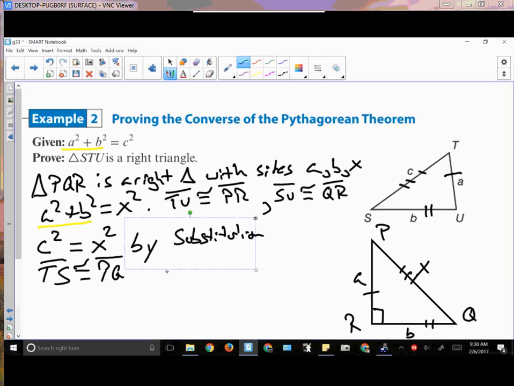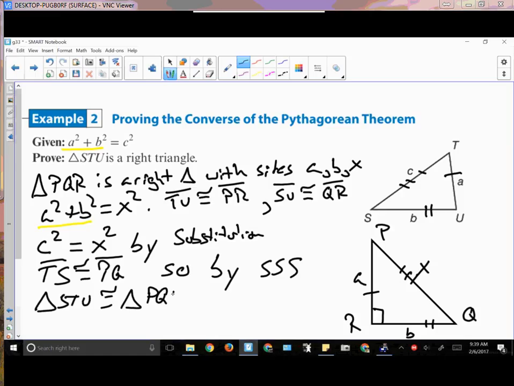So, by side, side, side, we know that if three sides of a triangle are the same as three sides of the other triangle, the triangles are congruent, right? So that means that triangle STU is congruent to triangle PQR. So triangle STU is a right triangle.